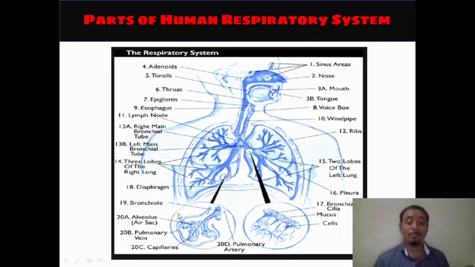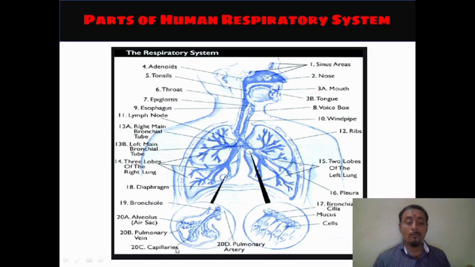19th, bronchioles. This diagram is of bronchioles, in which the bronchioles are further differentiated into alveoli, air sac like structures. Then 20B, pulmonary vein structure is there. 20C, capillaries are there near the alveoli to take the oxygen sent by the lungs, bronchi and bronchiolar parts towards alveoli. These capillaries carry blood and take oxygen from alveoli to the other parts of the body through the heart.